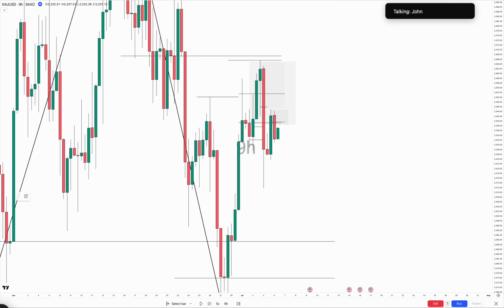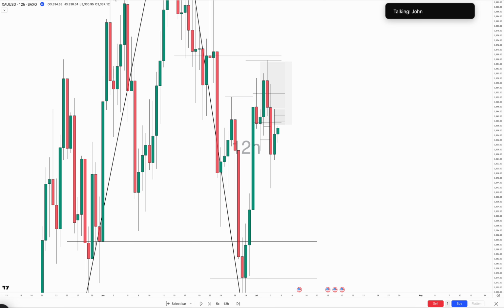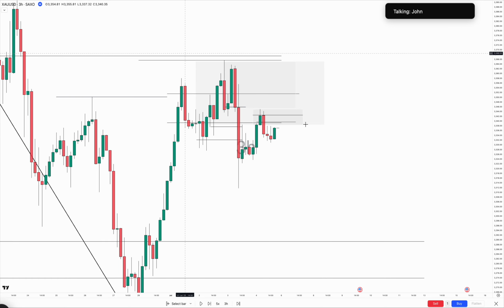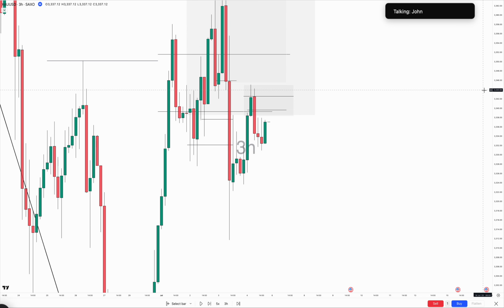Okay, H9 just MTF, no equilibrium, so I'm just going to mark that area. Then H12. Because nothing on H4, so I go back to H3. We've seen H4 already, right? So this is what H3 looks like at the moment. This is our H9 level, this is our H4 and H8 level.